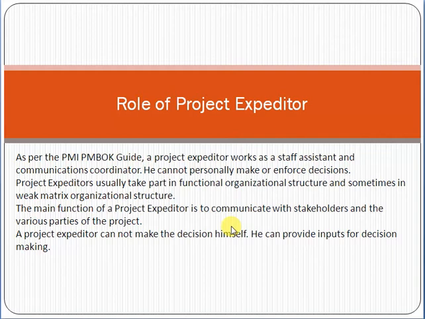Friend, Project Expediter is basically an assistant of a staff, and his main role is to communicate with the stakeholders. Also he is a person who cannot take decisions by himself. He is not a decision maker basically. He is basically communicating and coordinating.